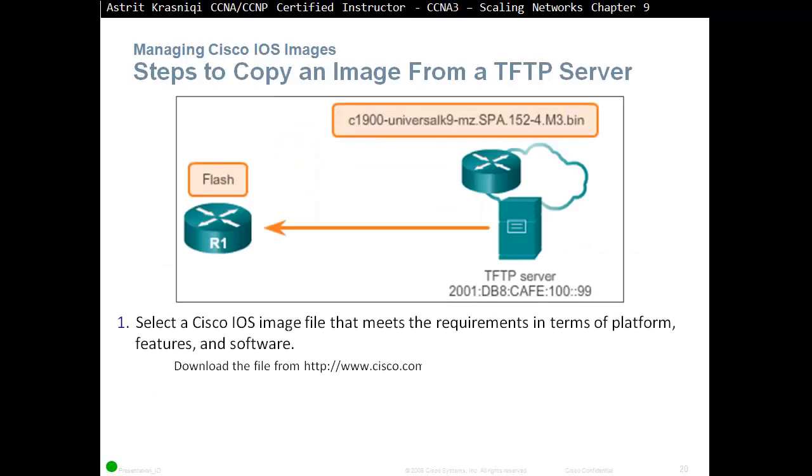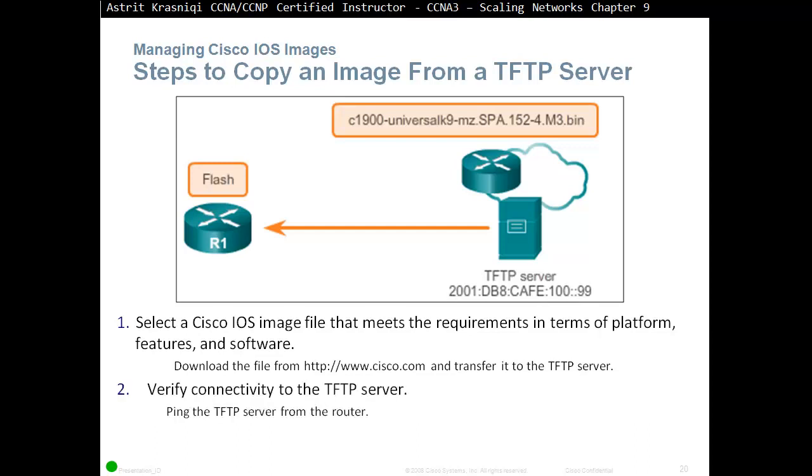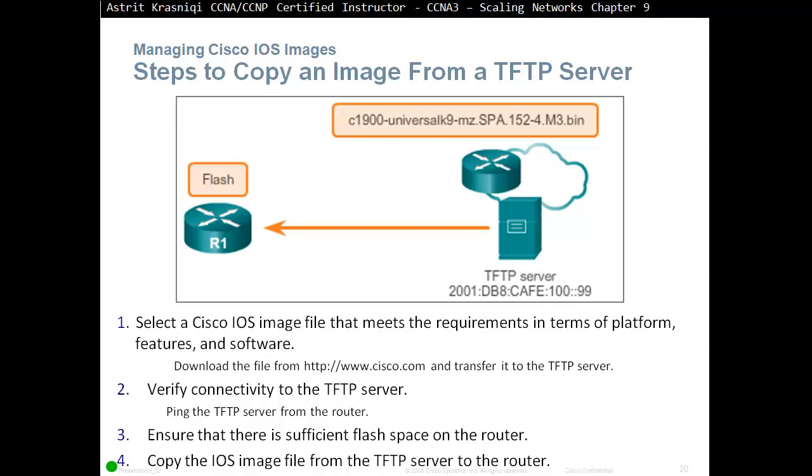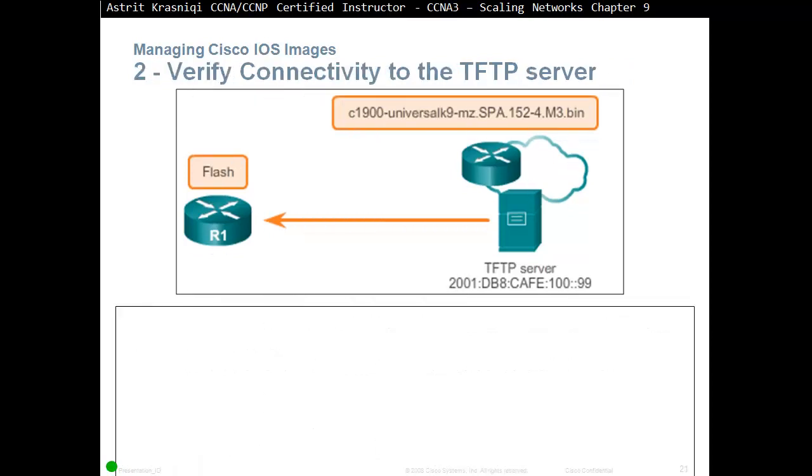So here first thing, we have downloaded our new iOS from the Cisco website and we have transferred it to the TFTP server. We verify the connectivity between the router and the TFTP server by pinging it. We ensure that there is sufficient flash space on the router. Here you have to be very careful because the router doesn't have that much flash. You might need to delete the old operating system, but before you delete it, make sure you save it. Copy the iOS image file from the TFTP server to the router. So these are the steps.